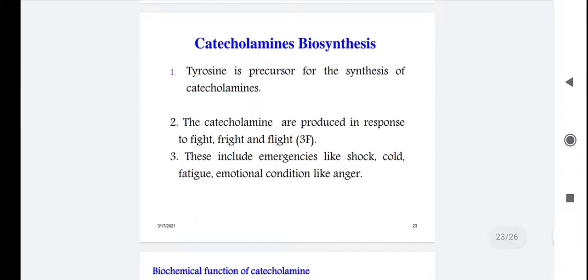How are the catecholamines synthesized? Catecholamines are synthesized from tyrosine. Tyrosine is the precursor for the synthesis of the catecholamines. The catecholamines are produced in response to fight, fright, and flight. The 3F: fight, fright, and flight. These include emergencies like shock, cold, fatigue, and emotional conditions like anger.